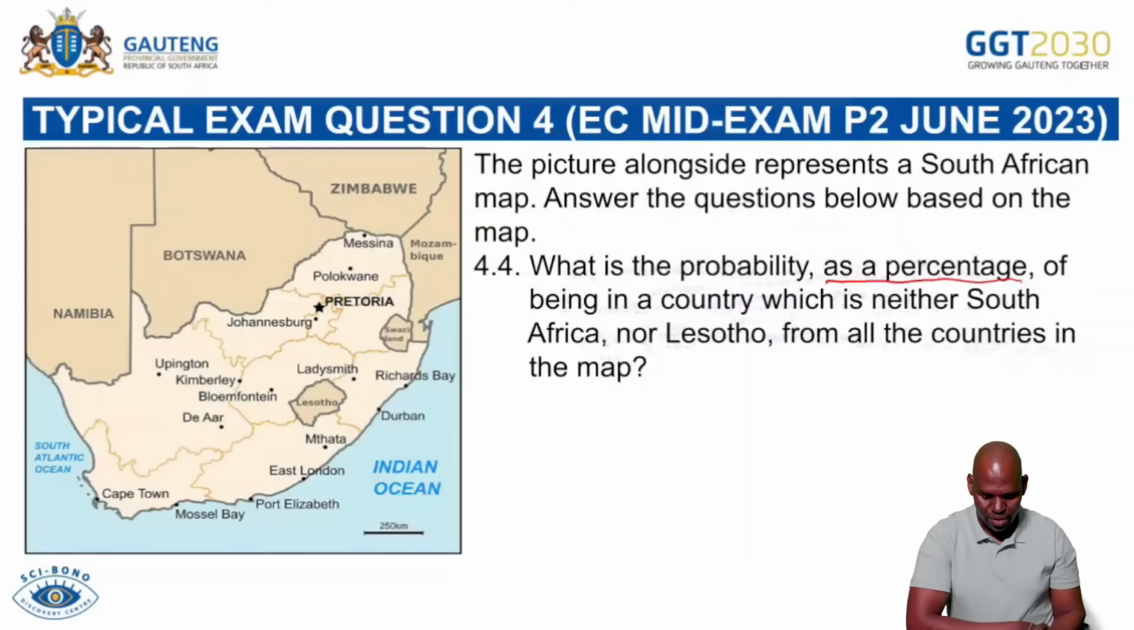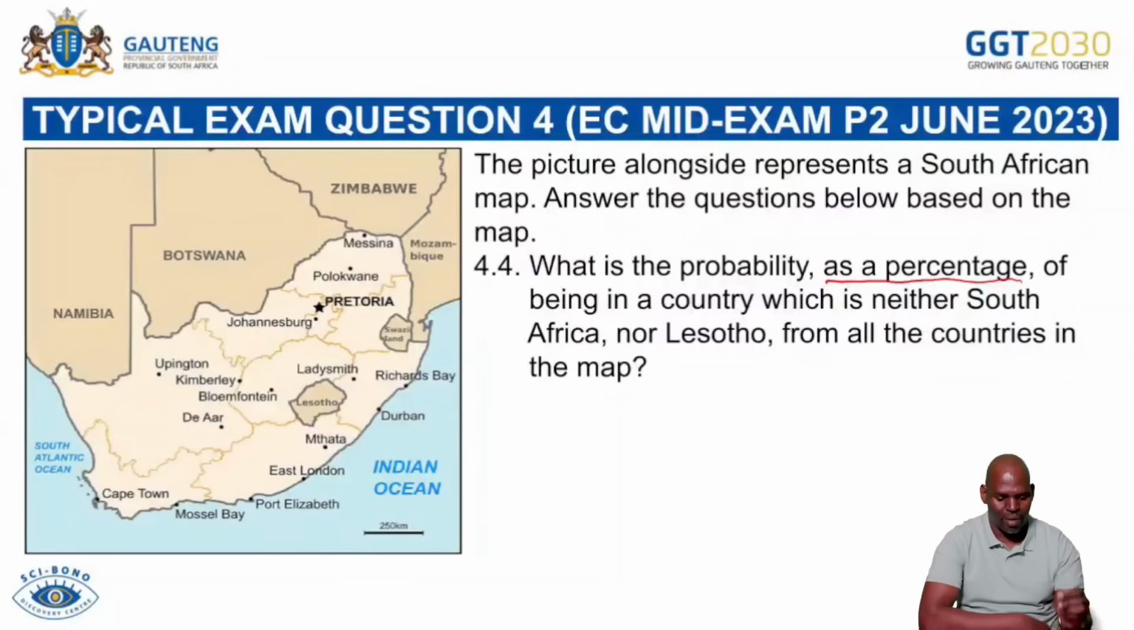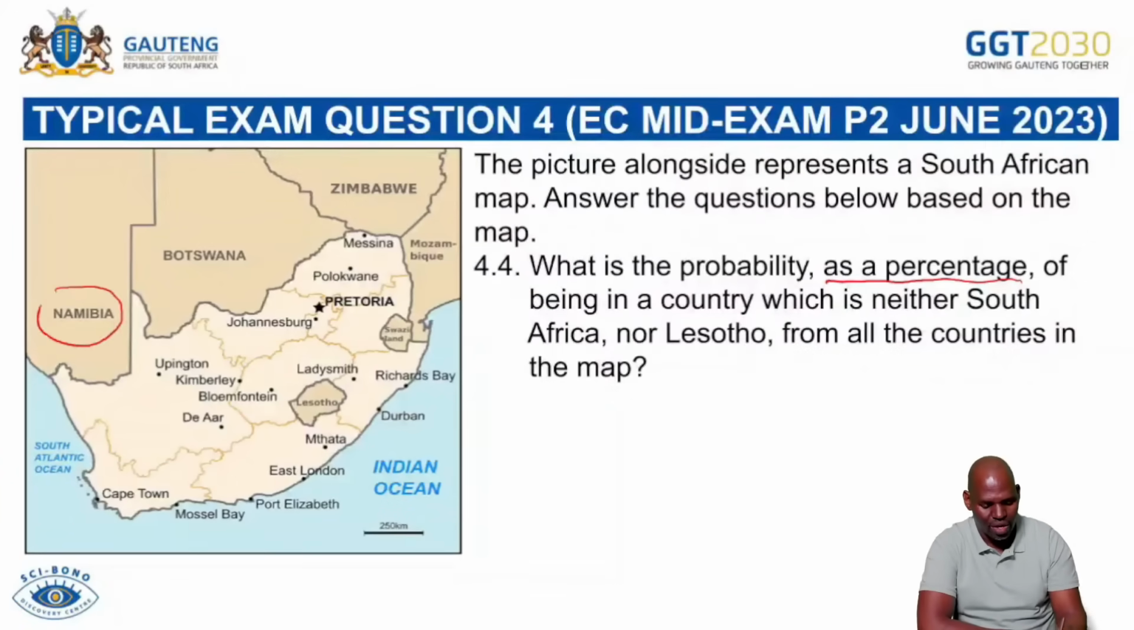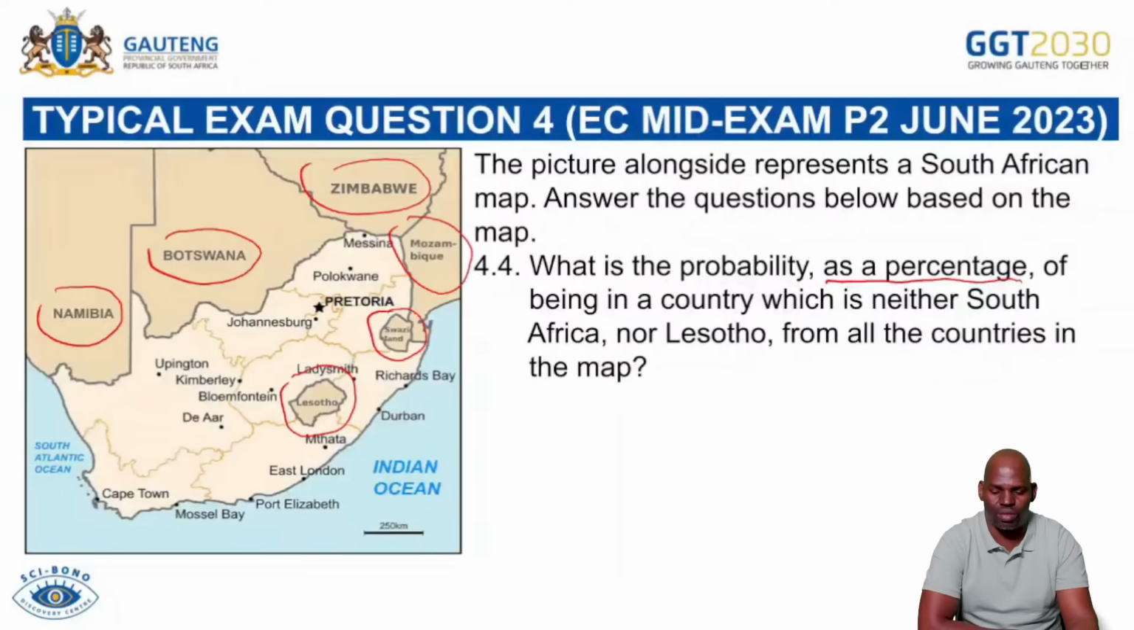Now we need to look at the following. If you look on the map, we need to check how many countries are indicated on the map. I've got Namibia, Botswana, Zimbabwe, Mozambique, and what else? I've got Swaziland, Lesotho, and then of course South Africa as well. So you don't have to miss this. I've got 1, 2, 3, 4, 5, 6, and then 7, including South Africa.